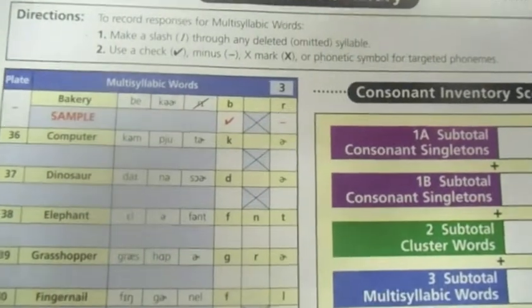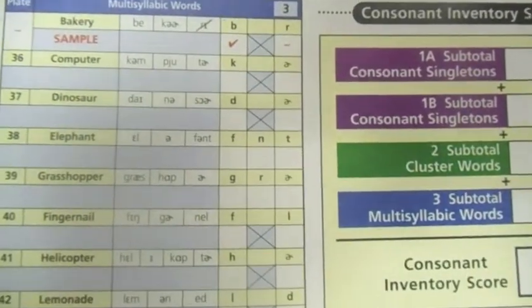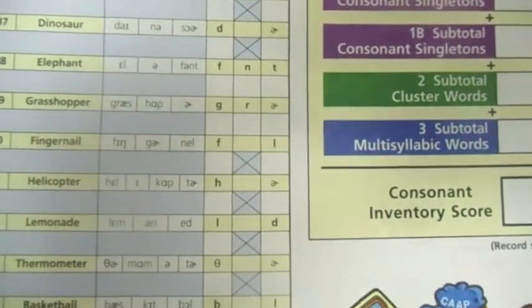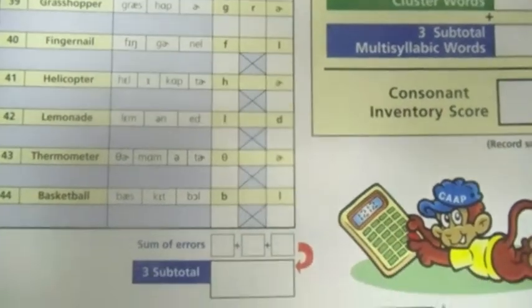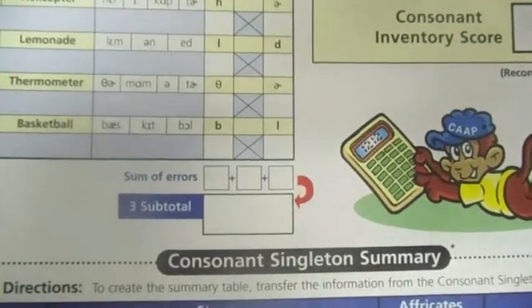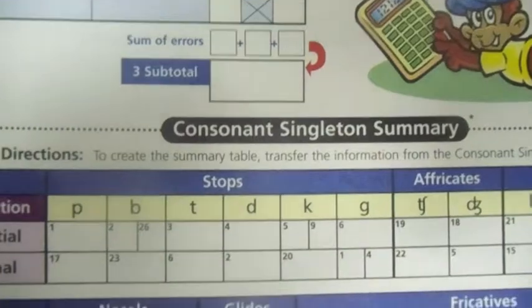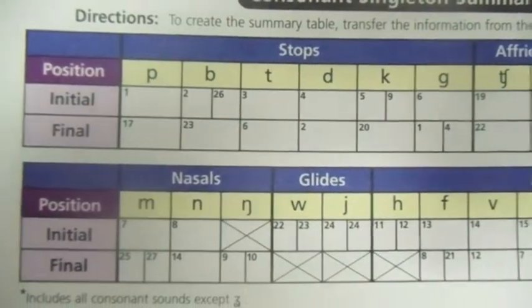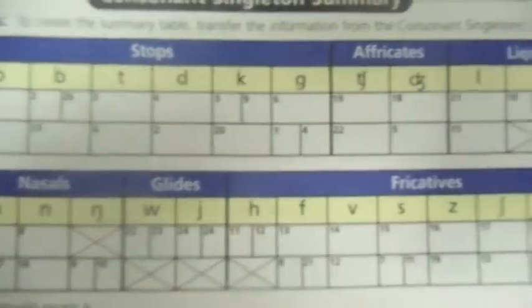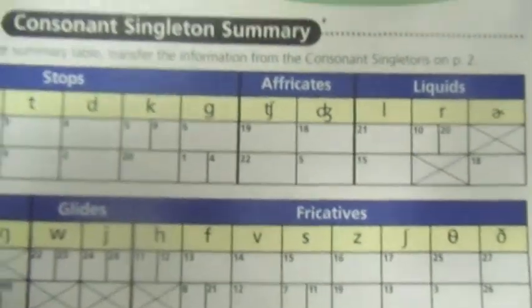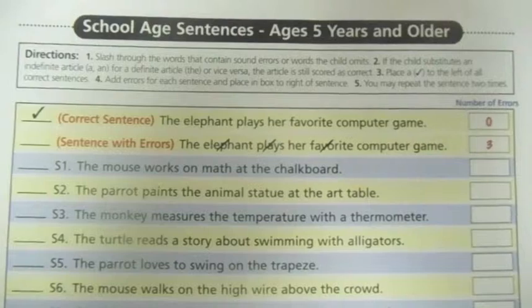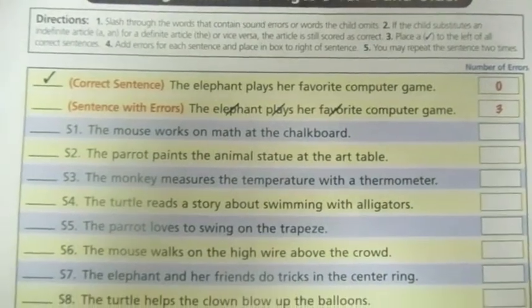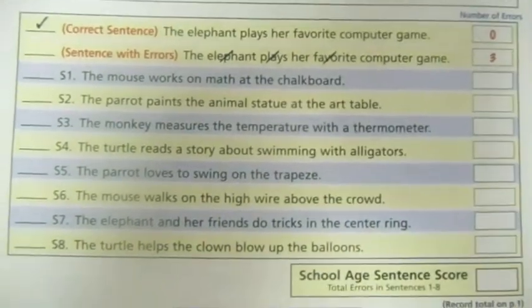inventory. On the third page, it provides space for recording responses on consonant inventory, specifically multisyllabic words. At the bottom is a table to summarize the child's sound inventory. The fourth page provides the area to score the school-age sentences.